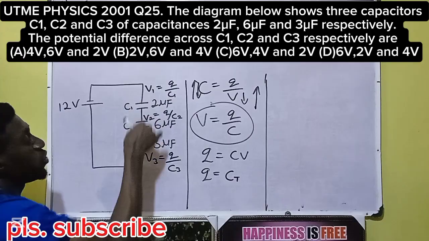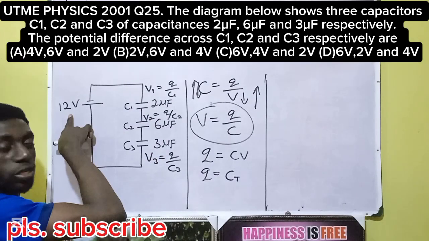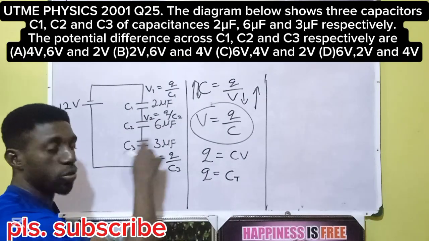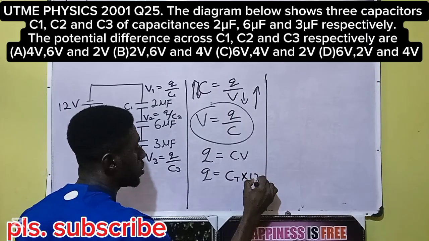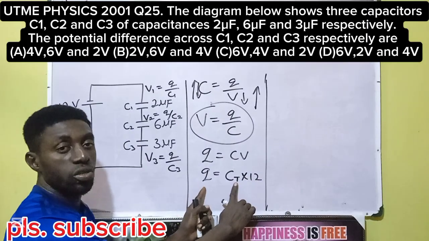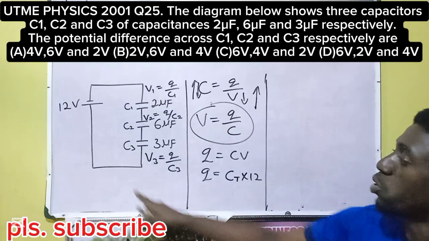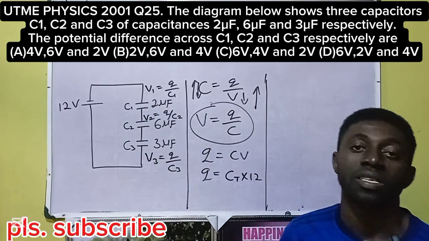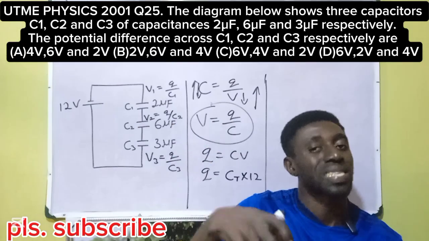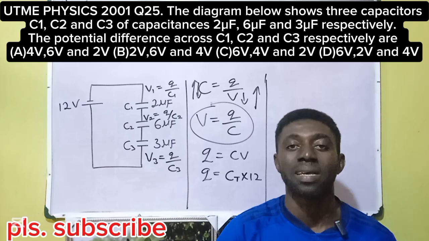We're not talking about the individual voltages. We're talking about the total voltage in order to get the total charge in the circuit. Then that is CT times 12. So I have an unknown. I can't get my charge yet. To get the charge, I must go back to my equation to resolve the three capacitances to get a single capacitance that will have the same effect as those three capacitances.